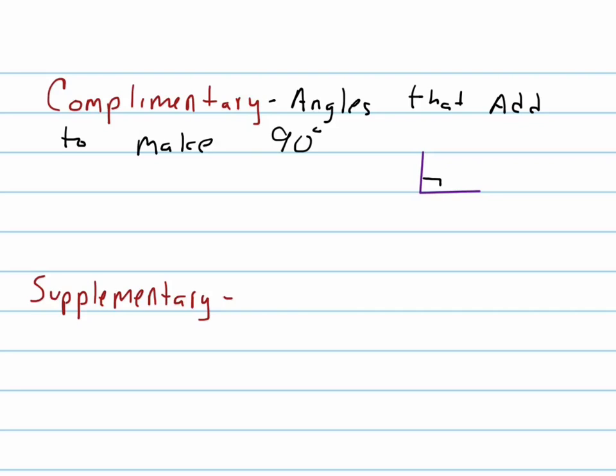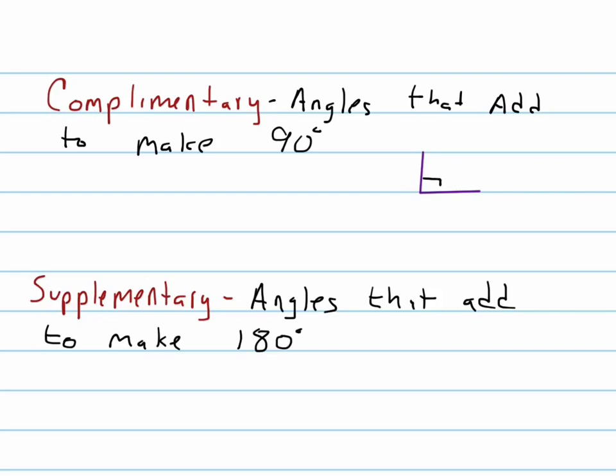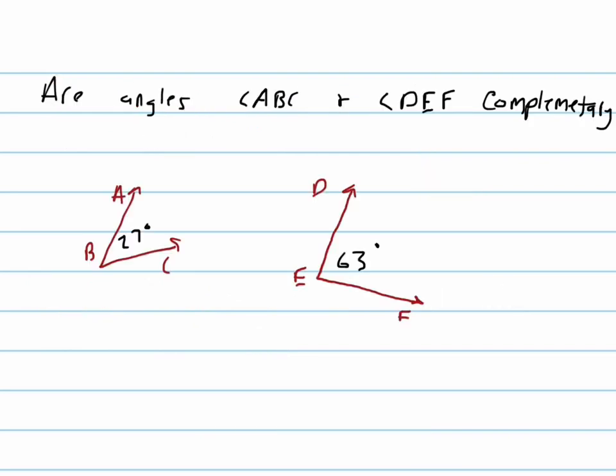And supplementary angles are angles that add to make 180 degrees. And a 180 degree angle, what is that? That's a straight line, just like that. So that's 180 degrees. Alright? So let's look at some problems.